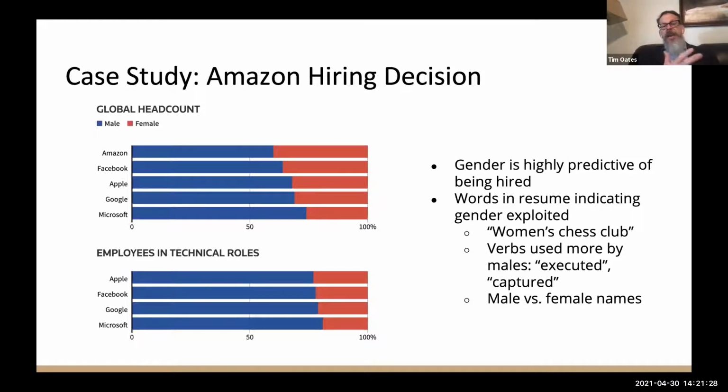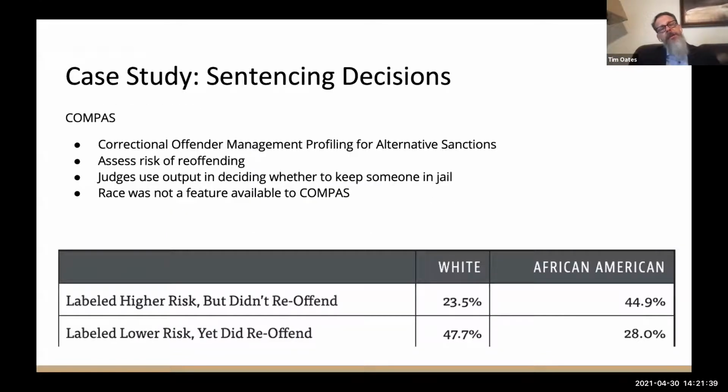So that's an example of, we've got some historical data. That data represents how people were making decisions, and the machine is simply trying its best to replicate that. So the next slide is another case study. There's a system called COMPAS, which is the Correctional Offender Management Profiling for Alternative Sanctions system.